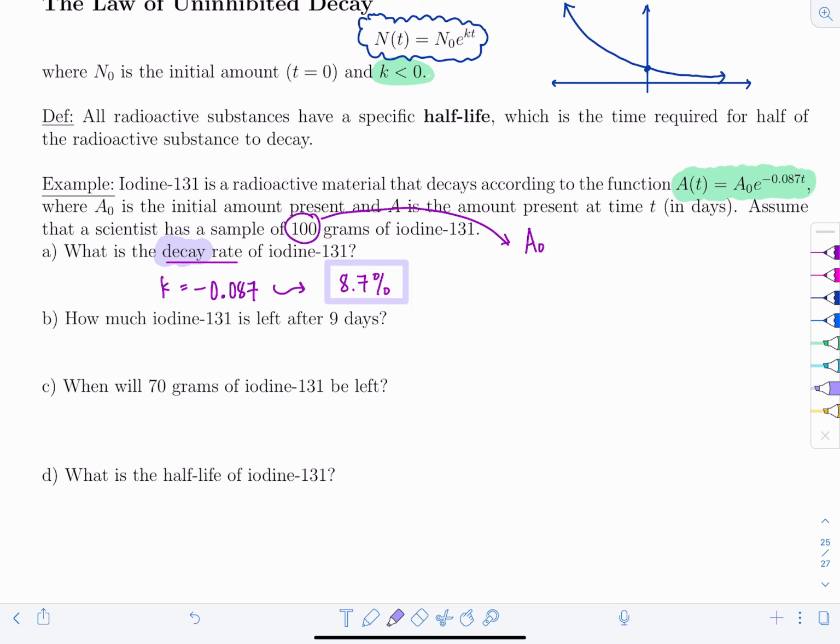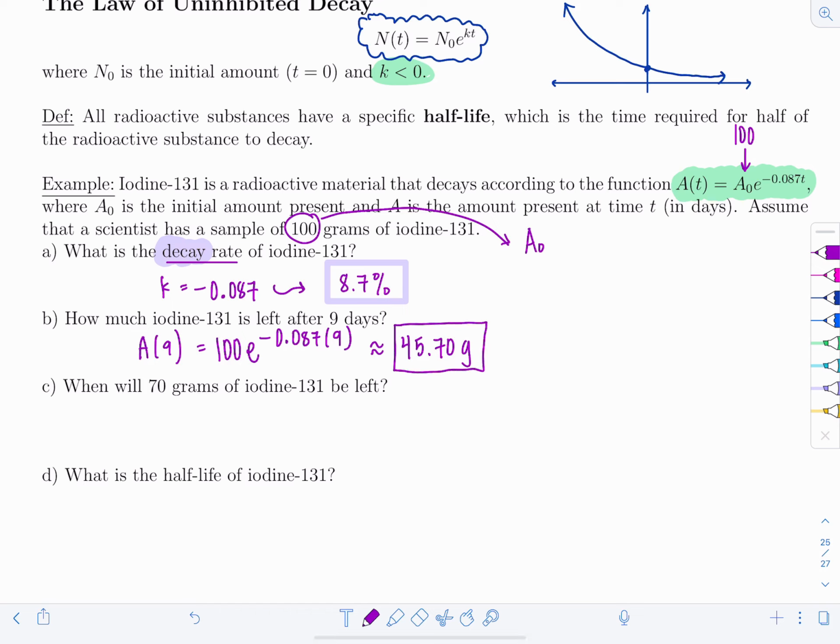Good. Part B. How much iodine-131 is left after 9 days? So let's plug in 9 for t. A of 9 is going to equal, remember, A naught is 100. So we've got 100 times e to the negative 0.087 times 9. Just punch all this in your calculator, and you should get approximately 45.70 grams. They told us it was in grams, so we're putting the units on there, guys. Grams. Okay, easy enough.